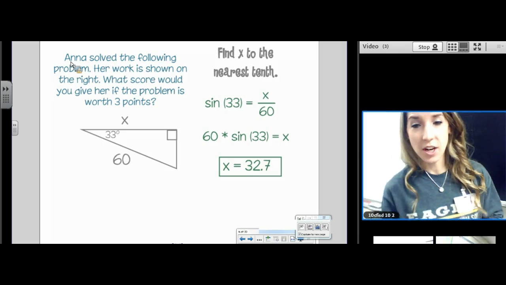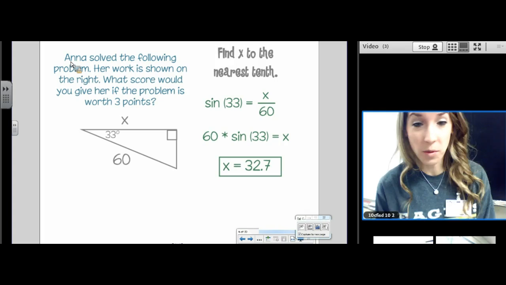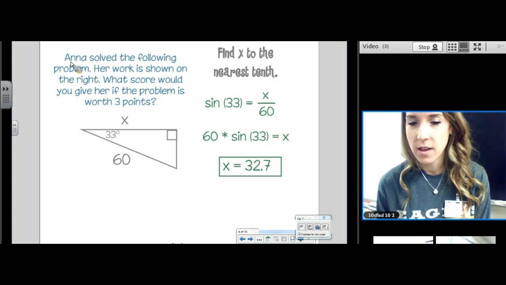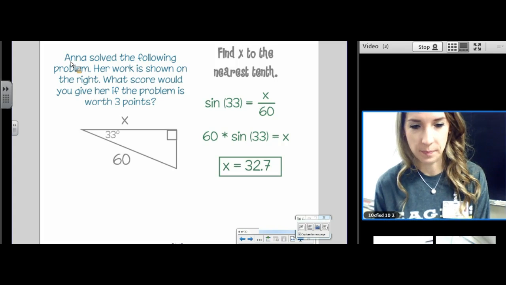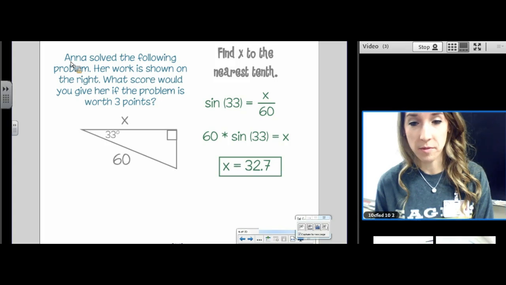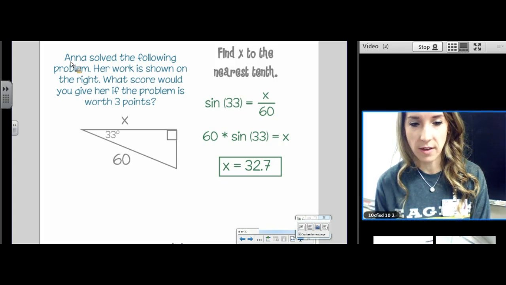You're going to pretend that you're the teacher, and Anna solved this problem. She showed her work and everything. What score would you give her on this problem if this was a 3-point problem? You're the teacher. Your student solved this problem. She showed all of her work. It was a 3-point problem. How many points would you give her?